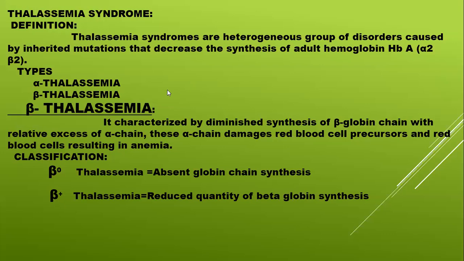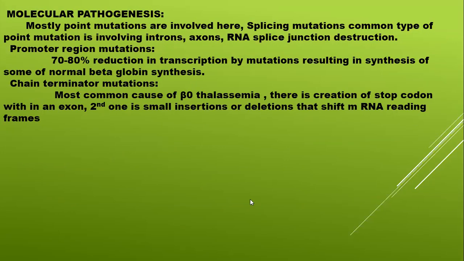Beta thalassemia is characterized by diminished synthesis of beta globin chain with relative excess of alpha chain. These alpha chains damage the red blood cell precursors and red blood cells, resulting in anemia. Classification of thalassemia: beta thalassemia 0, or absent globin chain synthesis, and beta thalassemia plus, where there is reduced quantity of beta globin chain synthesis.